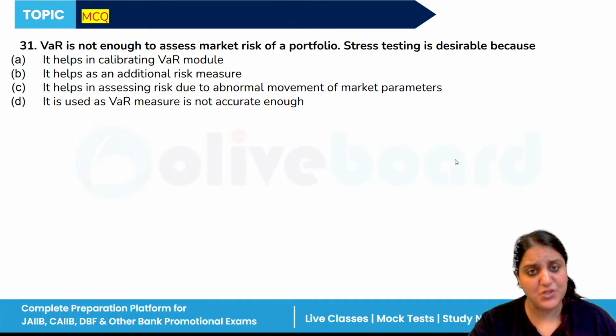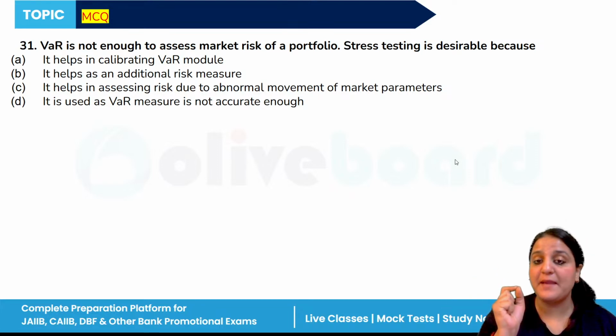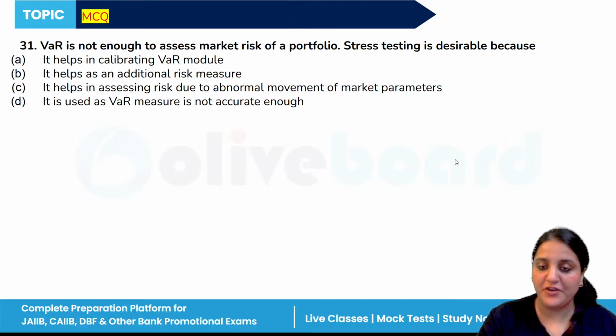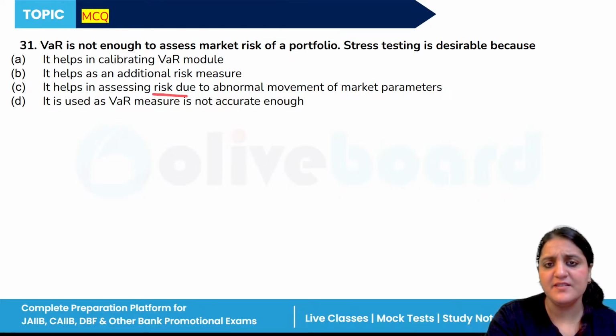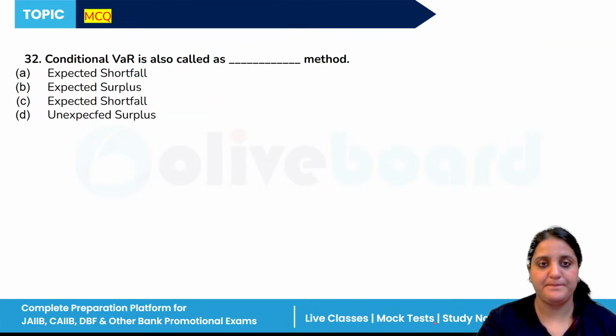So value at risk assumes normal market conditions that may underestimate the risk in extreme scenarios. But stress testing simulates extreme market events to see the potential loss. So value at risk shows maximum loss of 1 crore with 95% confidence. But stress testing simulates a 2008-like market crash, prepares banks for extreme risk. So it helps in assessing risk due to abnormal movement of market parameters. So option C is correct here.